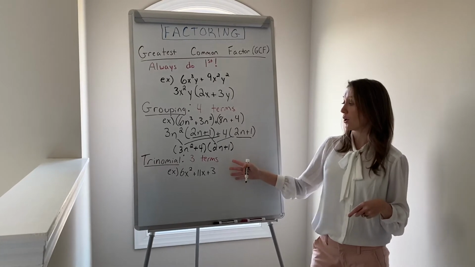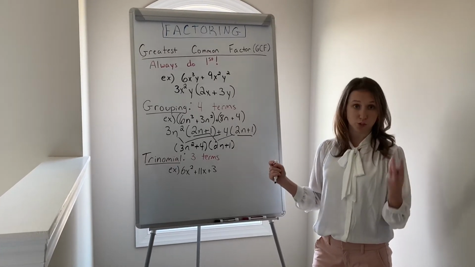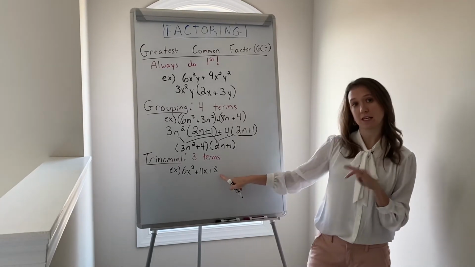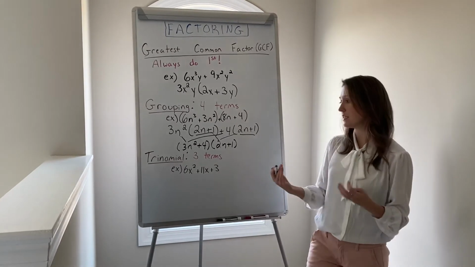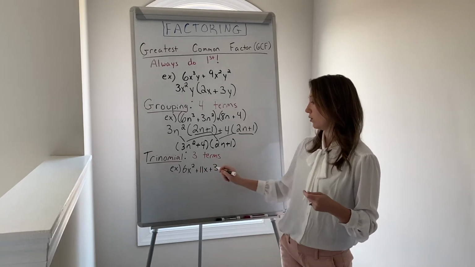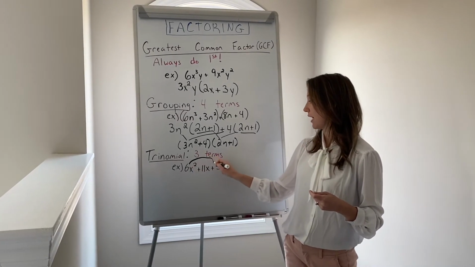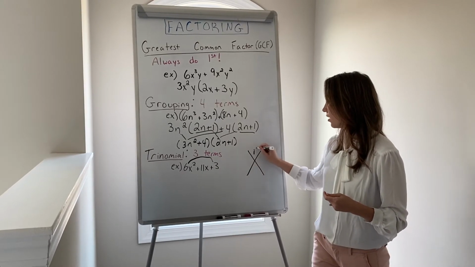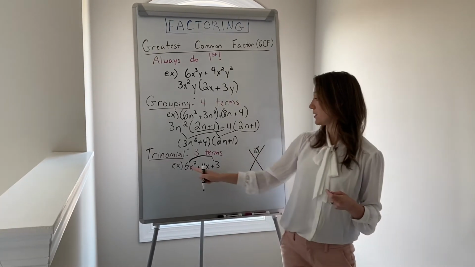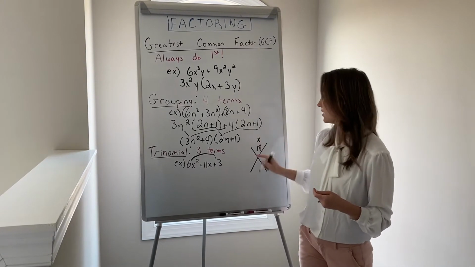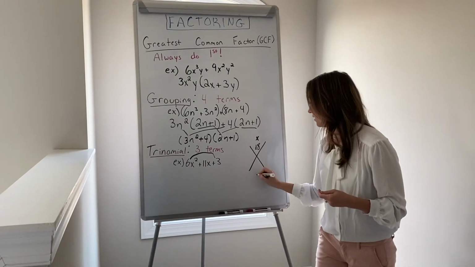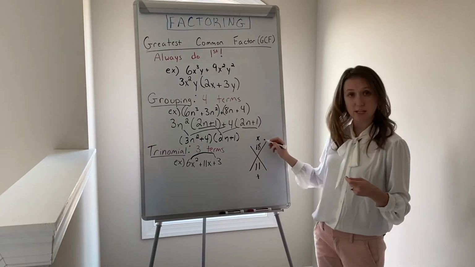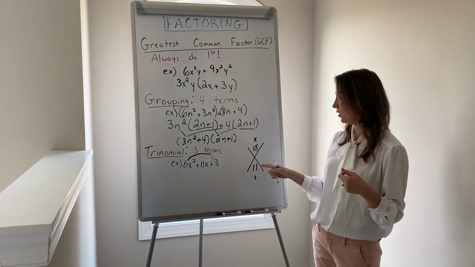Lastly, we're going to look at a trinomial, which is 3 terms. So again, we always look for the greatest common factor. This doesn't have one, so we can start the process. So what you do with a trinomial is you multiply the first term times the last term, so a times c, and you would get 18. So you're looking for 2 numbers that multiply to 18 and add to the middle term, which is 11. So you go through the factors of 18 until you find ones that add to 11, which would be 2 and 9.